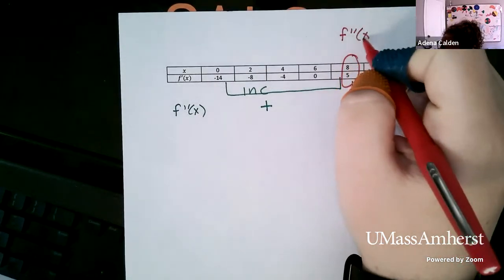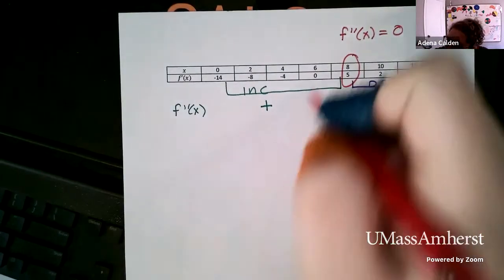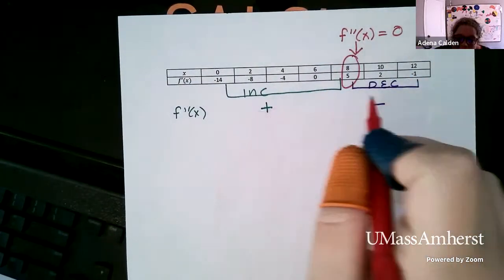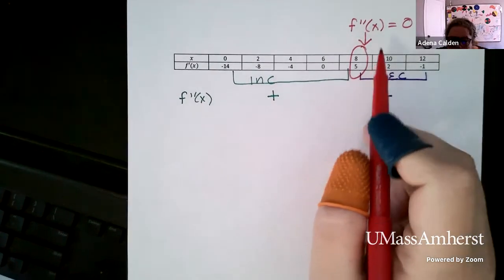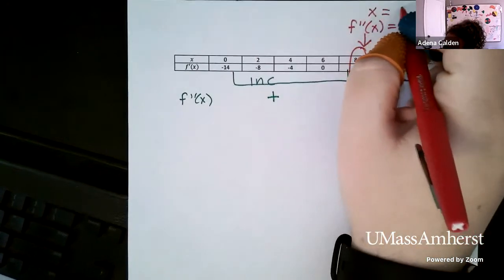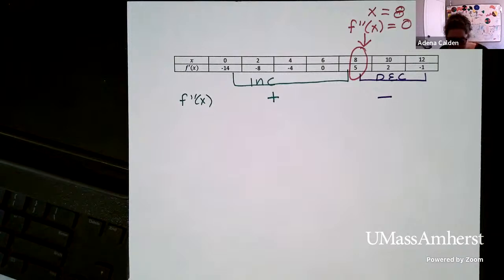So if we are trying to identify the most likely place we have an inflection point, it's going to be the point where we change signs in the second derivative, or where we change from increasing to decreasing or decreasing to increasing in the first derivative. So the most likely place that the second derivative equals 0 is at x equals 8, which means that that is the most likely place that f of x has an inflection point.